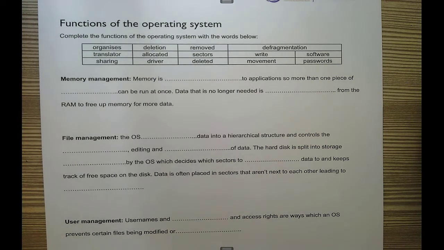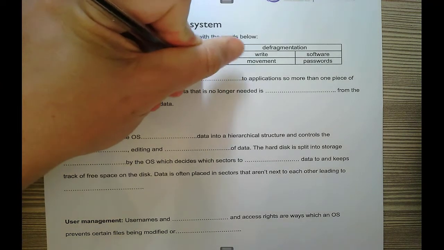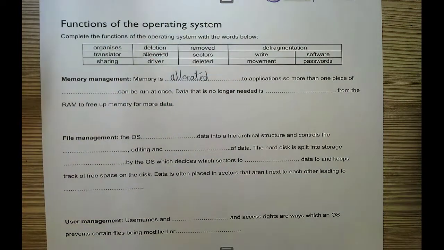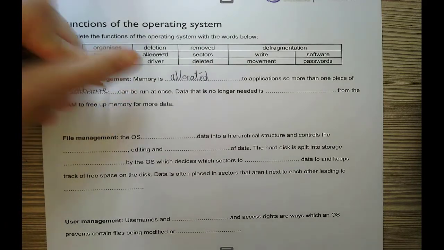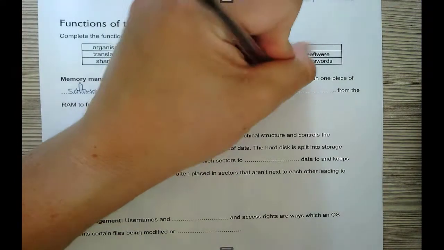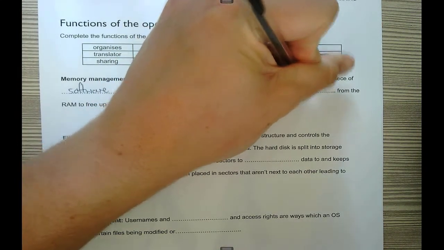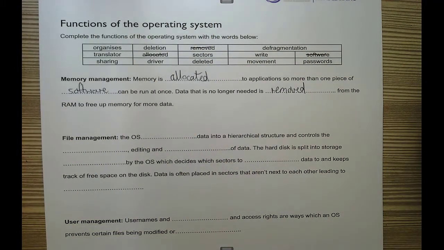So starting with memory management, memory is allocated to an application, so more than one piece of software can be run at once. Data that is no longer needed is removed from the RAM. Where's removed? There it is. To free up memory for more data. So make sure it doesn't keep more programs in the RAM than it's actually using.